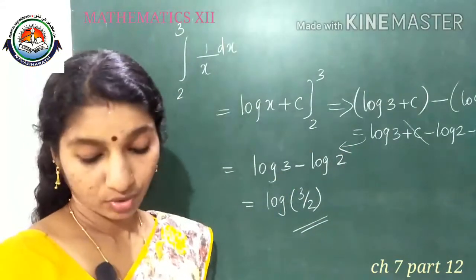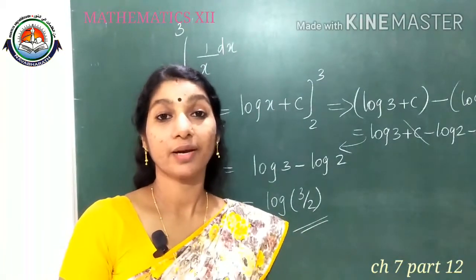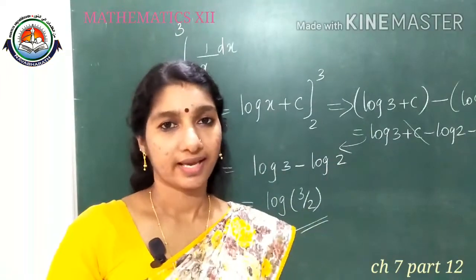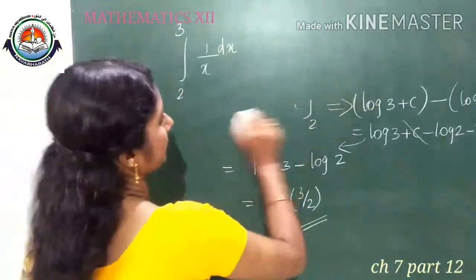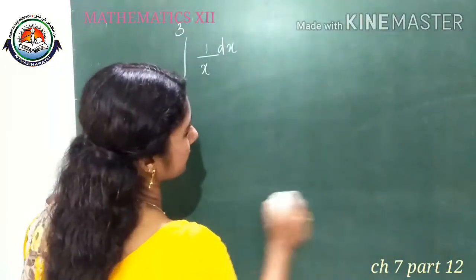So no need to write the constant of integration. If you are writing it, it will cancel. Okay, when we are giving upper limit then minus lower limit, at that time the constant of integration will be cancelled. So no need to write the constant of integration while writing the integral for definite integrals.